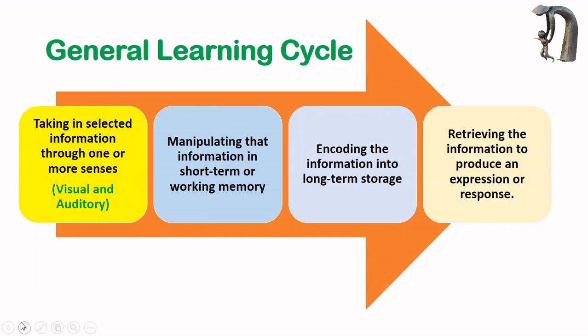So as you can see here, the first step in the cycle is taking in selected information through one or more senses. That means it might be visual, auditory, or kinesthetic, or touch. So it can be any mode. The information has to be taken in first of all. So, taking in selected information.